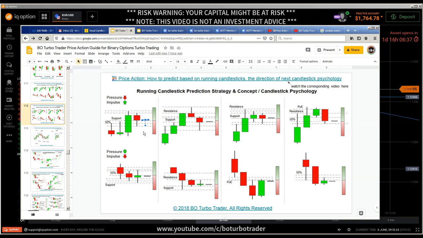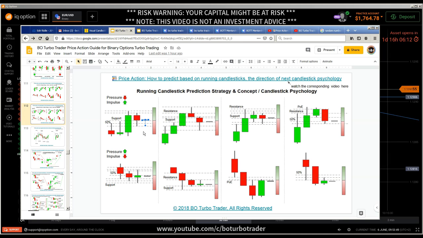And there are two types of movement of the candles. When I'm talking about the prediction of what the next candlestick should be, to predict the next candlestick you have to be a good observer. A good observer is somebody who gives attention and has awareness, watches closely and tries to figure out some kind of patterns.